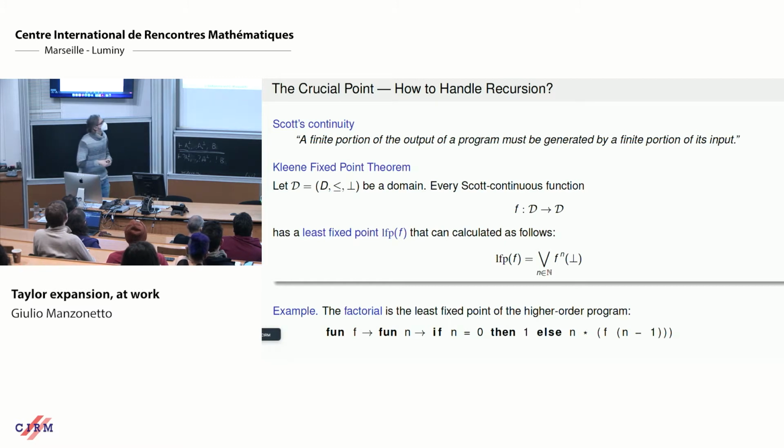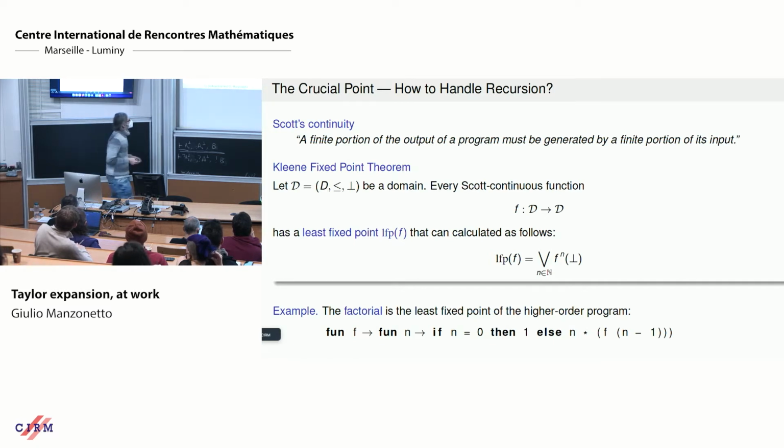So the classic way to do this is to interpret a program as a continuous function. And continuous here means that a finite portion of the output of the program must be generated only by a finite portion of its input. And the key to model recursion is to use fixed points.